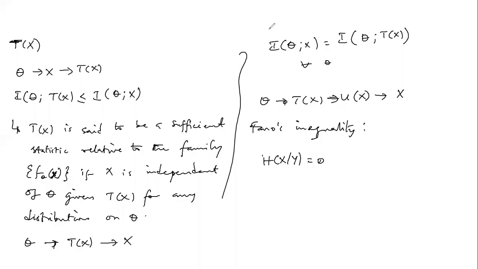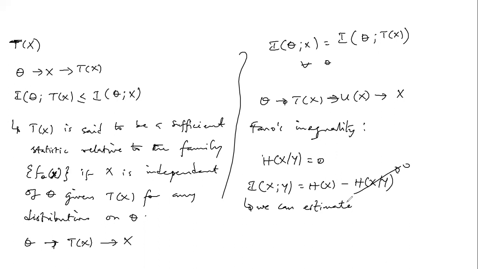Okay, that is, the mutual information of x and y, for instance, is the same as h of x minus h of x given y. So what we are saying here is that if this is zero, then we can actually estimate x from y with zero probability of error. Because on observing y, we can see that we have the compressed data, the entropy.